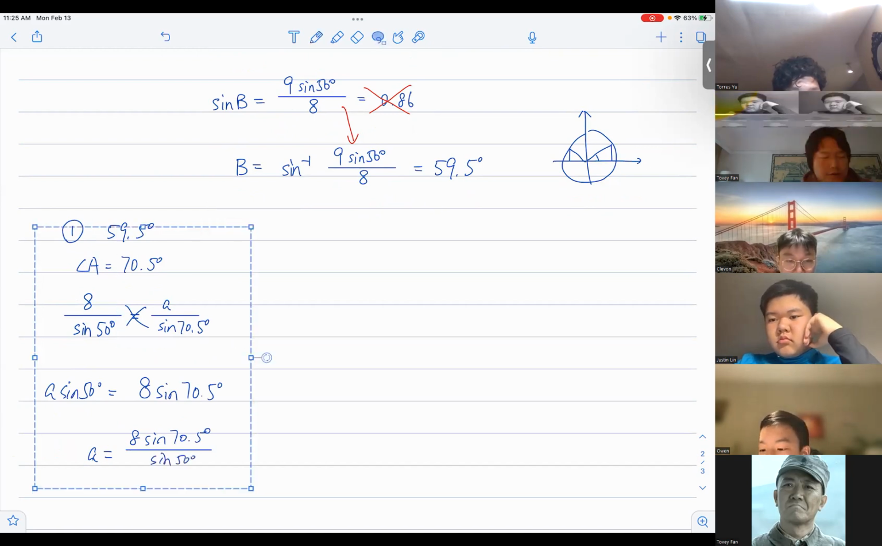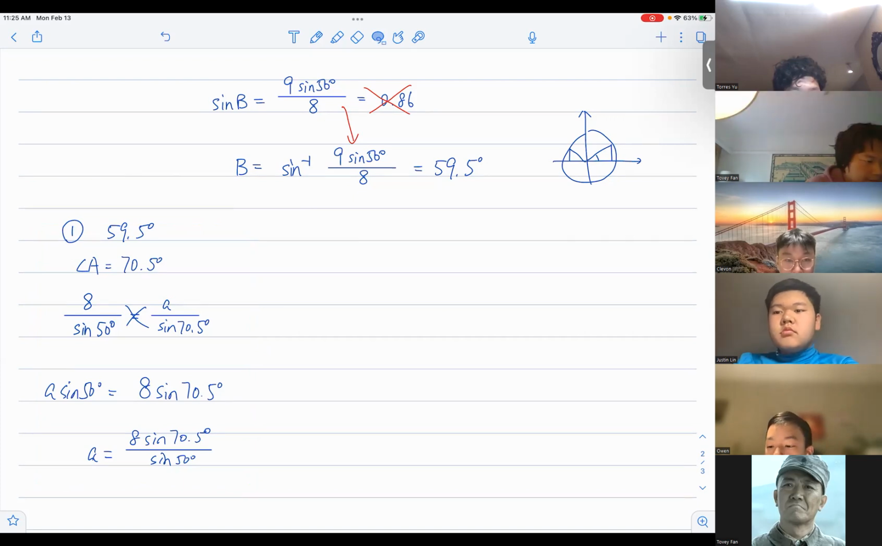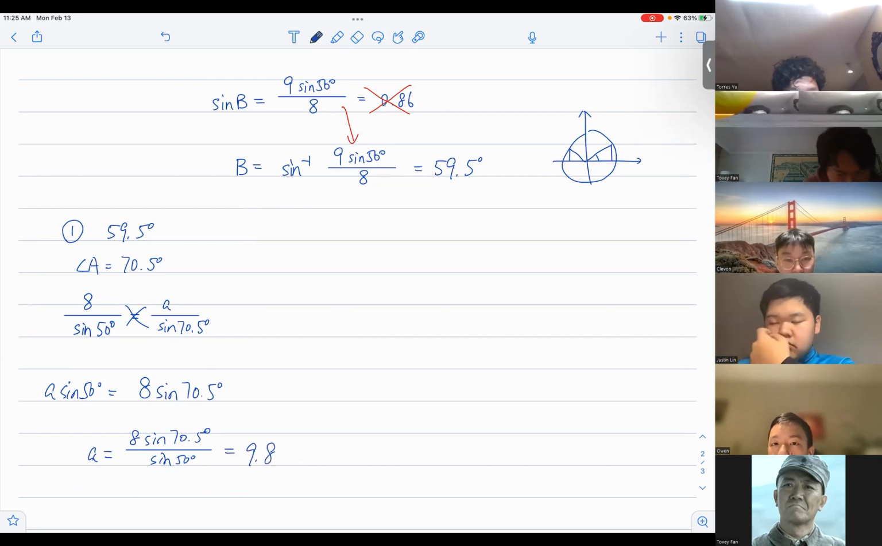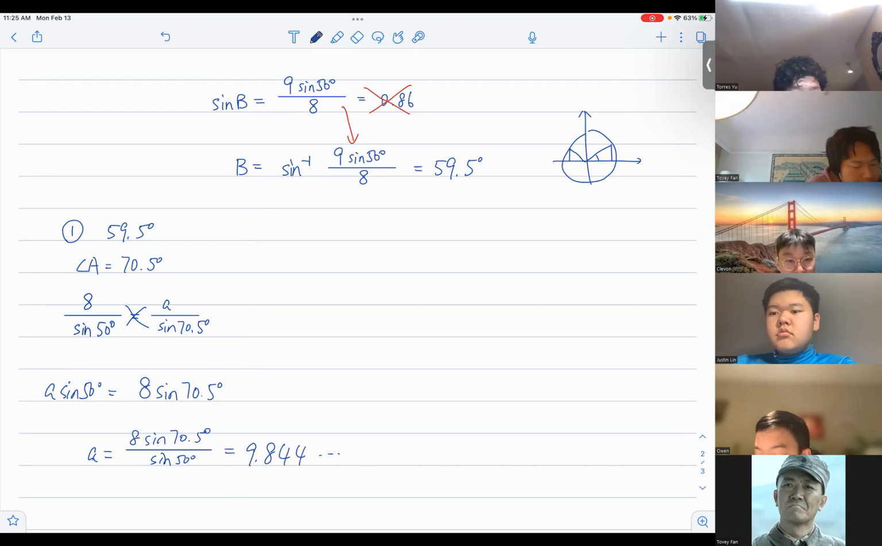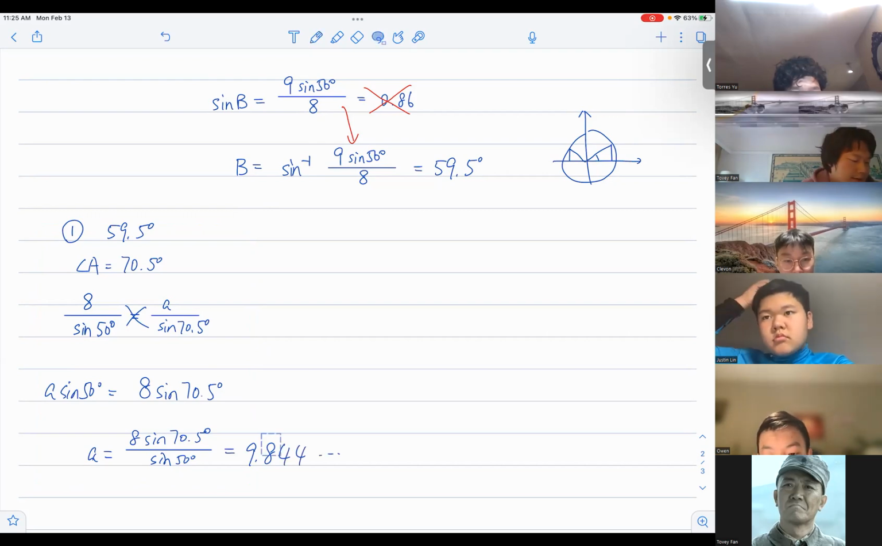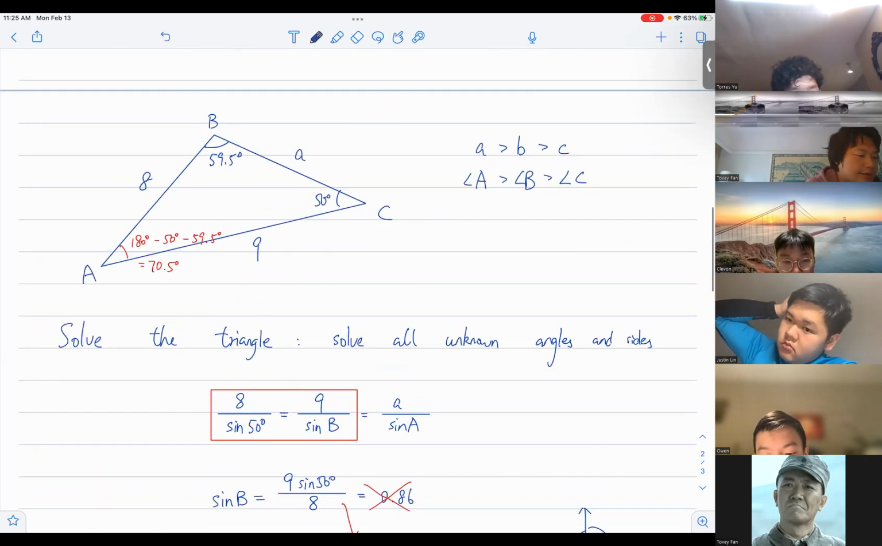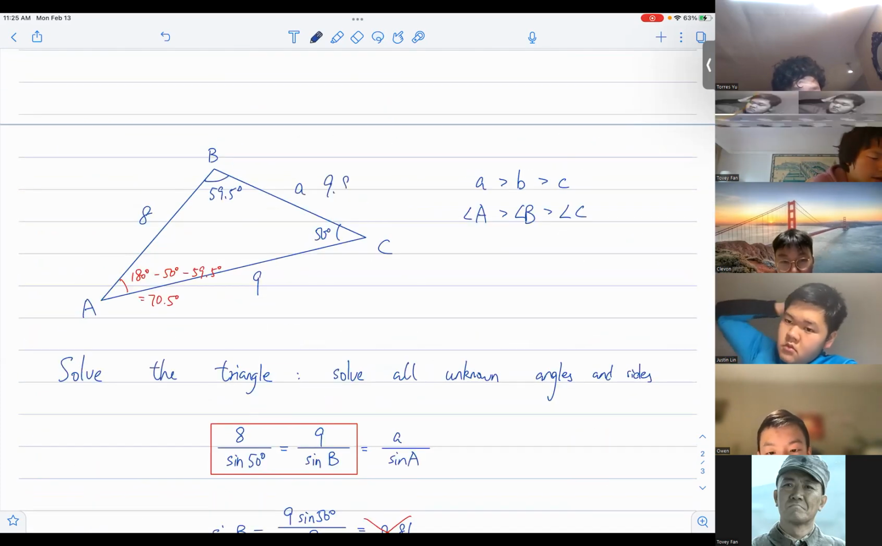Okay, does that make sense to you? This whole cross multiplication thing. And using a calculator, this gives you 9.8, roughly. Okay, again, we keep one decimal place. It's 9.844 something, okay? Let's say it's just 9.84 or 9.8. And then we'll go back here, 9.844, right?